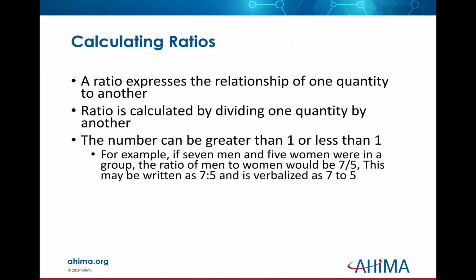A ratio is basically a relationship of one quantity to another. And so basically, we're looking at dividing one quantity by another. And it can either be greater than 1 or less than 1. So if we have 7 men and 5 women in a class, the ratio would be 7 to 5, or 7:5. Normally, we just say 7 to 5.